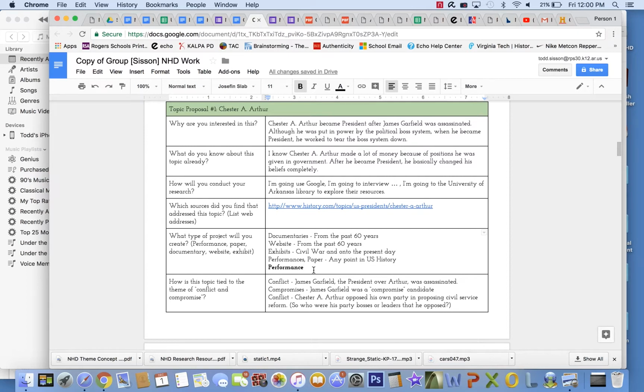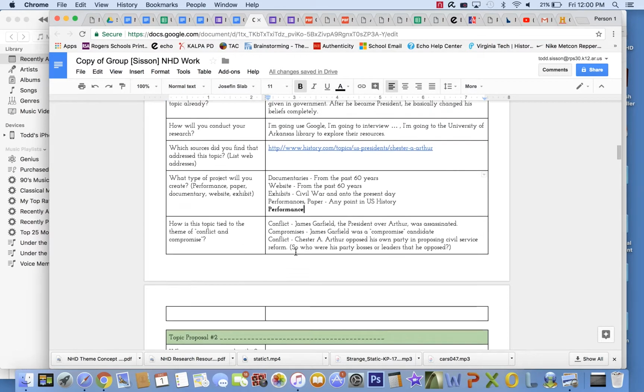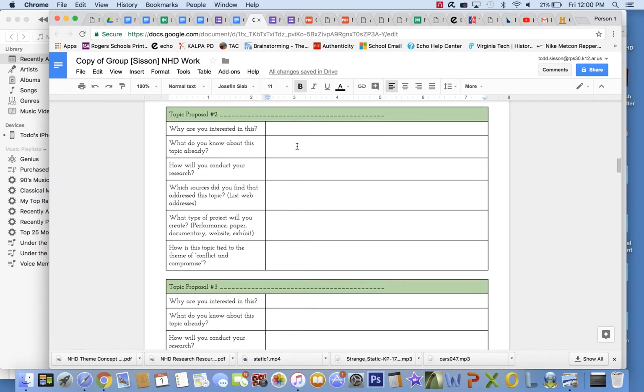So at the end of this project, I will be Chester A. Arthur or someone associated with Chester A. Arthur. That's my proposal here. Now, I'd move on to 2, and I'm going to come up with another one. And so that's basically the rhythm of how it'll work.